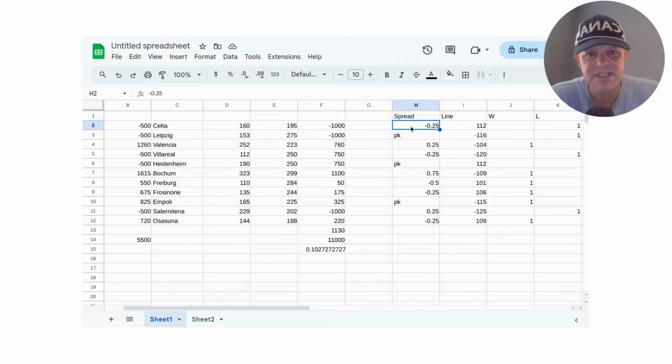On a spread line in soccer, minus 0.25 means half your wager is on the draw, half your wager is on the team to win. So if the match draws, you would lose half your wager on a minus 0.25. And obviously if they win, you win the whole wager. A pick is basically a draw no bet. If the match ends in a draw, it's a push, so you don't lose, but you don't win. And then a plus 0.25, if the match ends in a draw, then you win half the wager. And of course, if they win outright, you win all of it. So there's the three types.